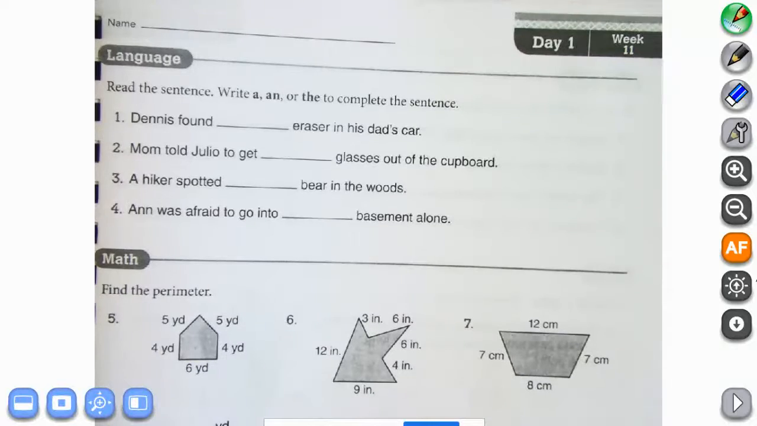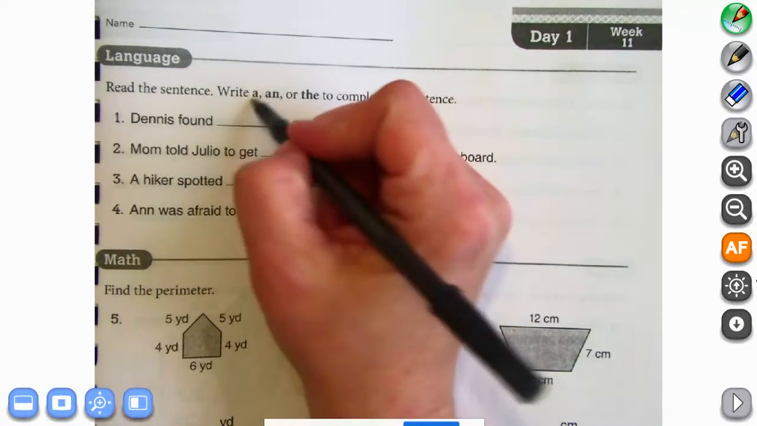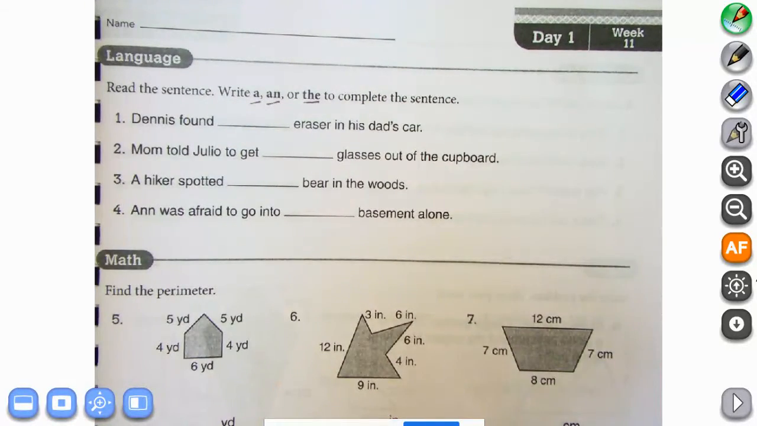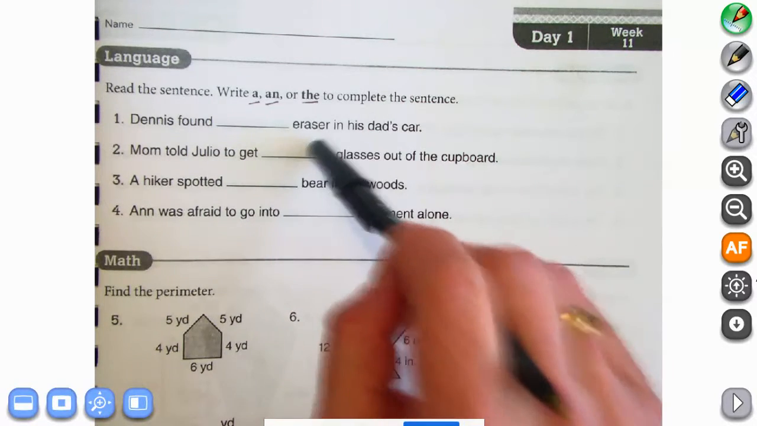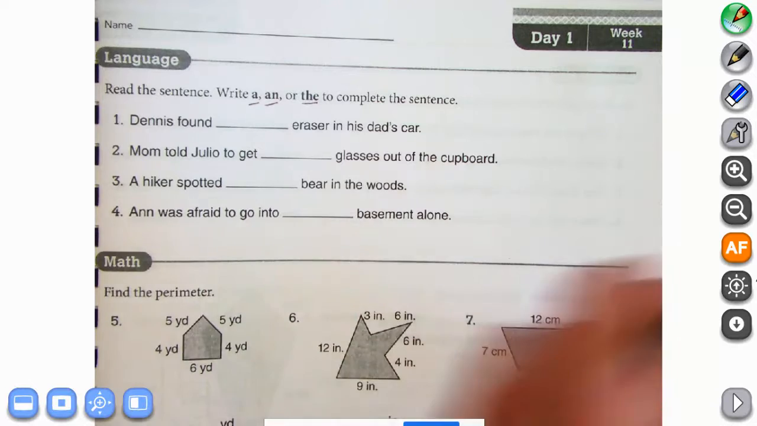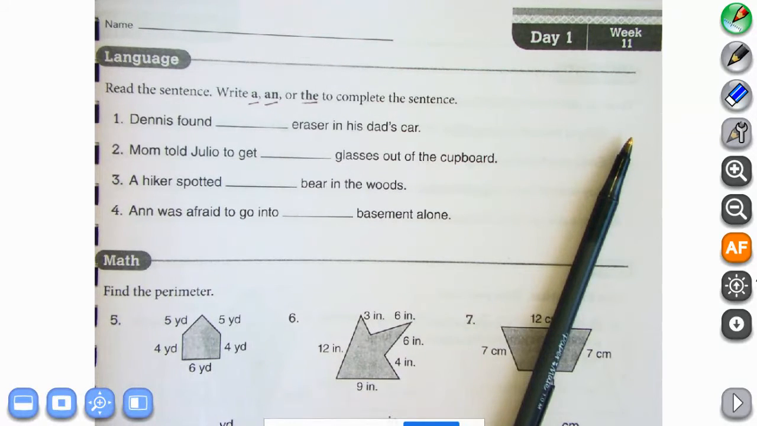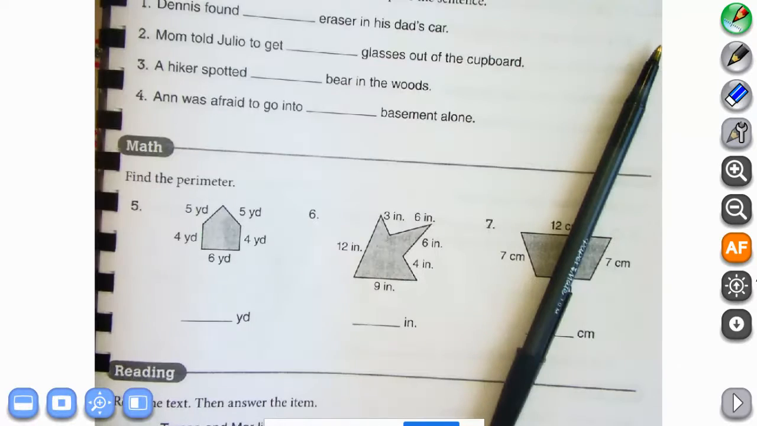Okay, so we're going to go to the next page, page 61. Let's go over this one, and then I'll have you work on it today. Okay. All right, let's see. The top part, it says, read the sentence. Write a, an, or the to complete the sentence. Okay. Dennis found a, an, or the eraser in his dad's car. Mom told Julio to get a, an, or the glasses out of the cupboard. A hiker spotted a, an, or the bear in the woods. Ann was afraid to go into a, an, or the basement alone. Okay, so which one would make the most sense? Okay, so we're going to go to the bottom, or the next part.